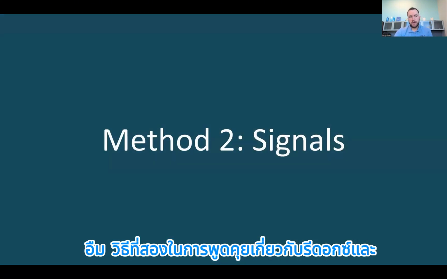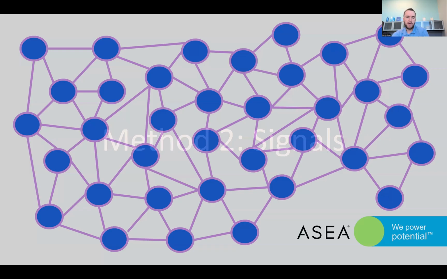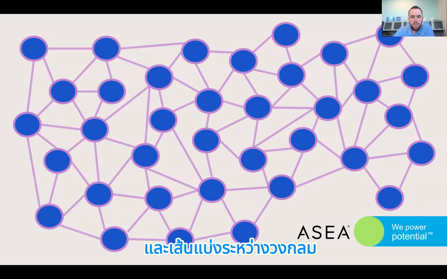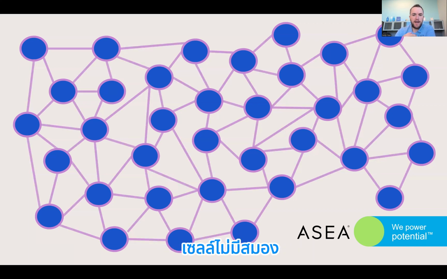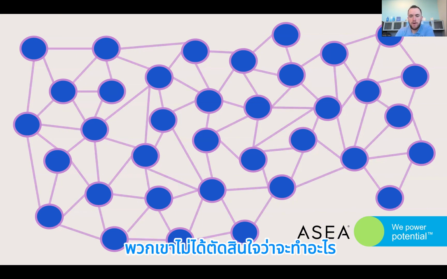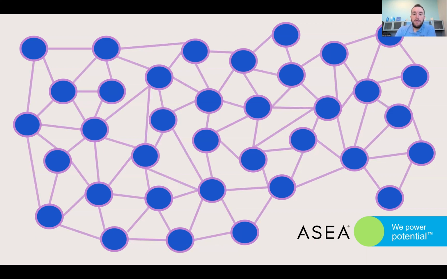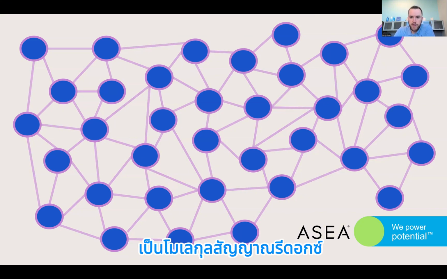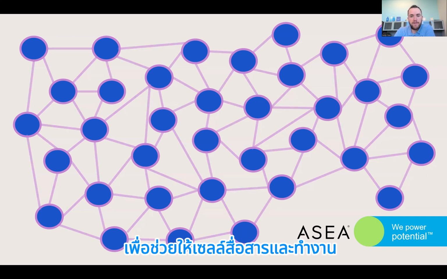The second way to talk about redox and redox signaling molecules is through this concept of signals between cells. Here on this image, we have circles that represent cells, and the lines between the circles represent the signals that are happening between cells. Again, cells do not have a brain. They don't get to decide what they're going to do. They simply act based on the signals or the stimulus that they receive. The signals that are used in the body to communicate between cells are redox signaling molecules. Redox signaling molecules serve as the signals to help cells communicate and therefore function.